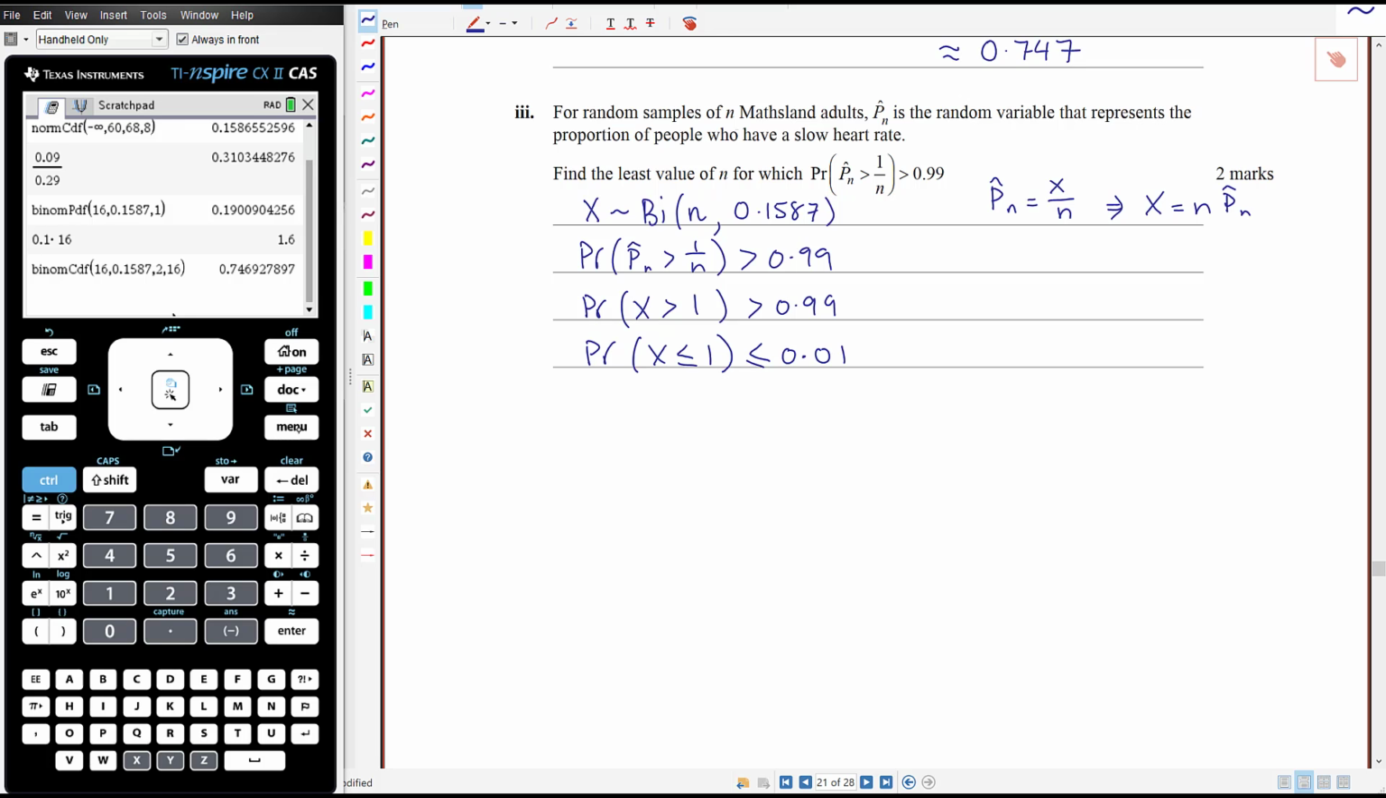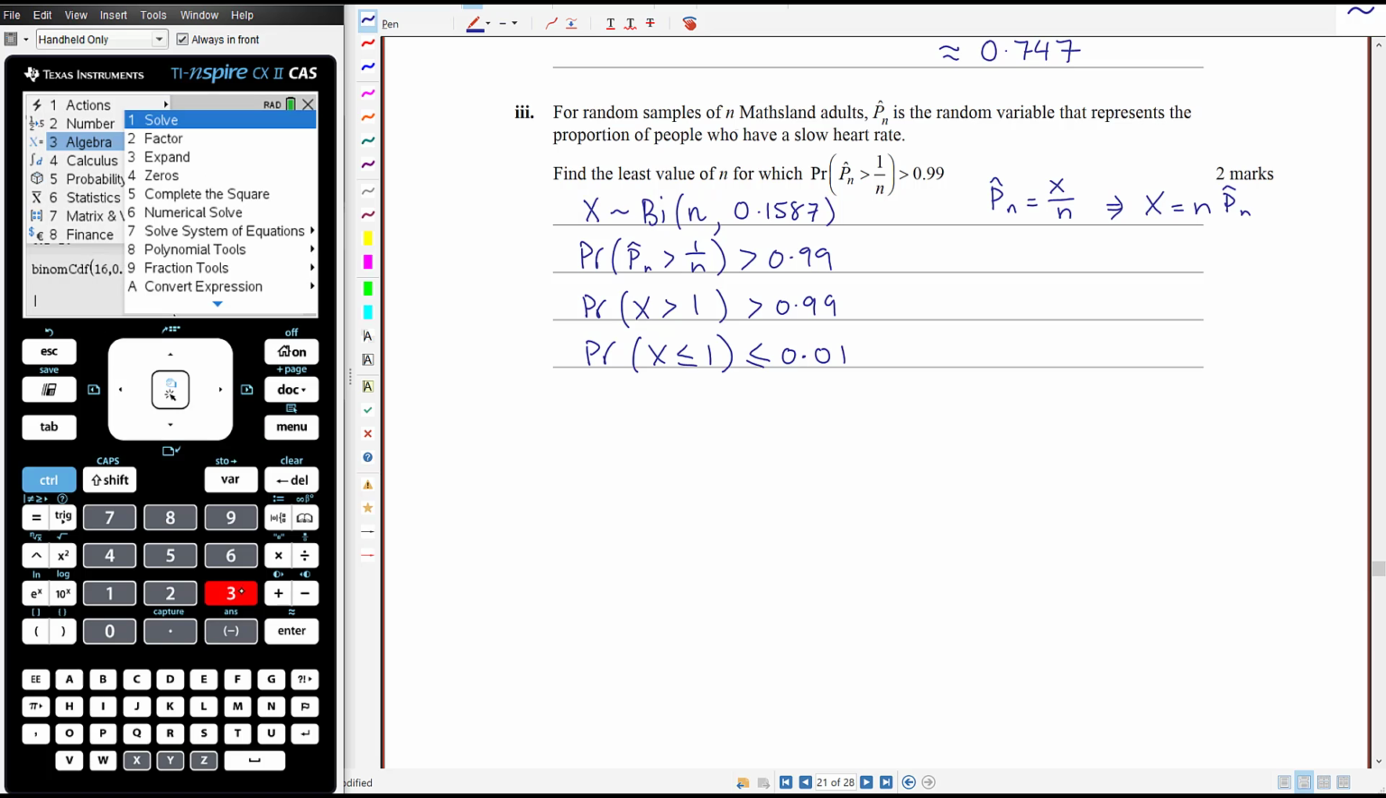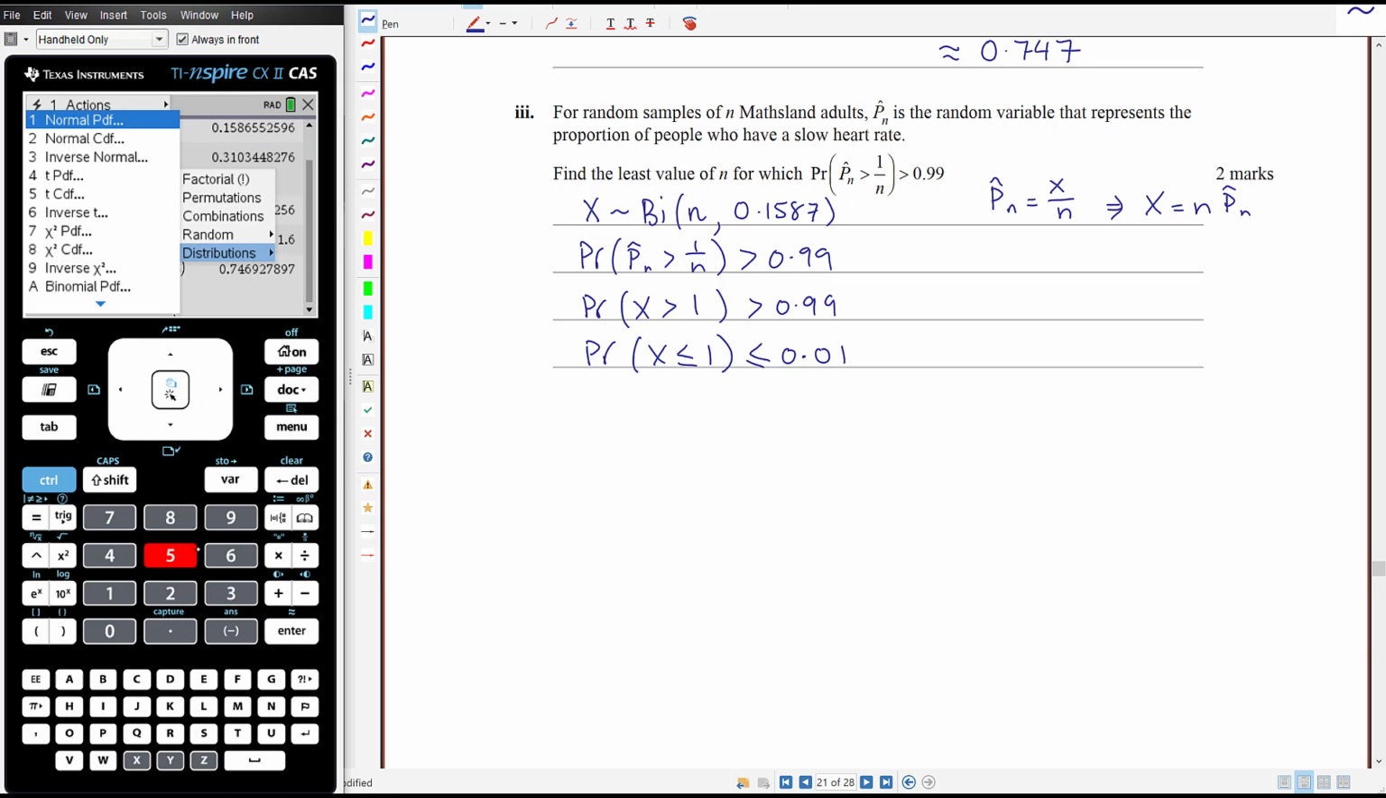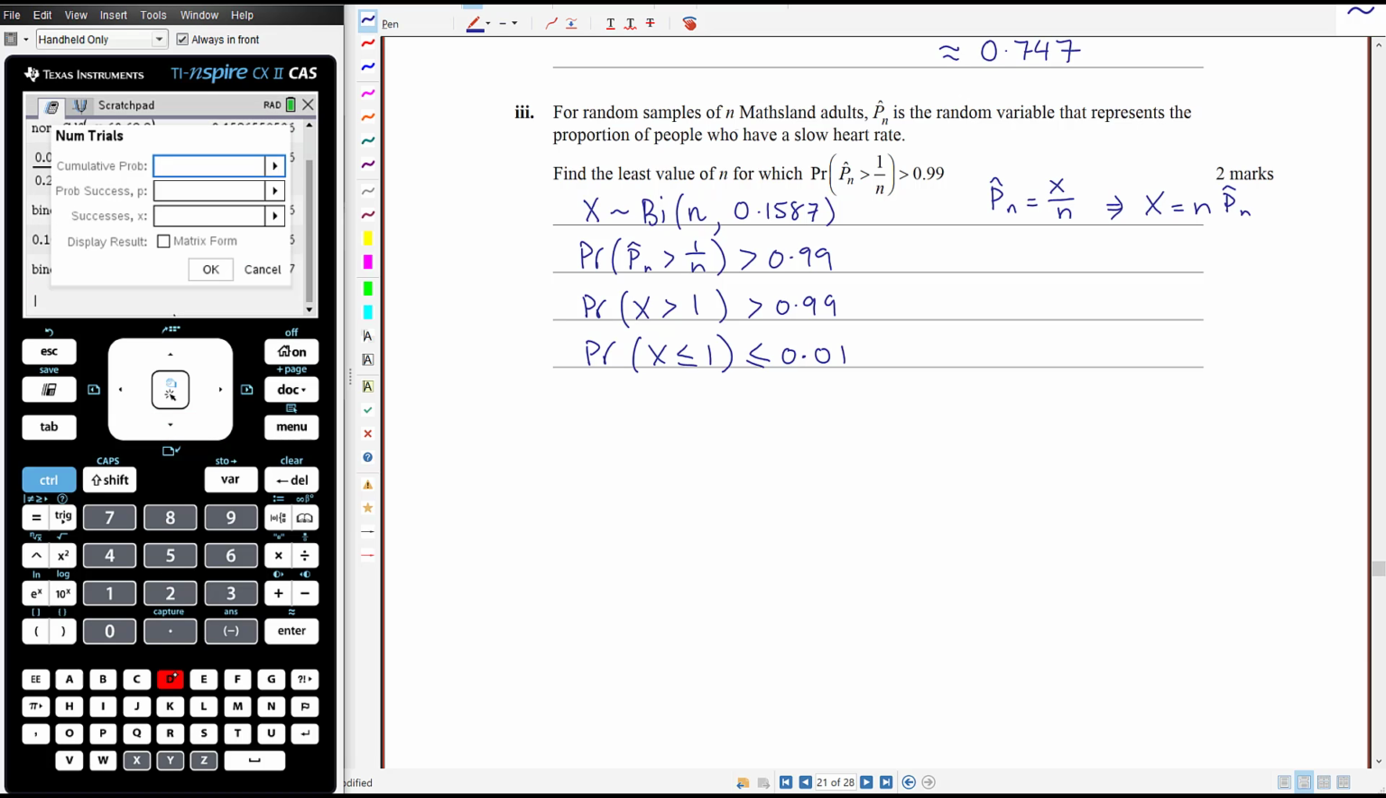So we want to use inverse binomial n, menu 5, 5, and I forget the letter reference, D. The cumulative probability is 0.01. The probability of success is 0.1587. The number of successes is this maximum X value here, which is 1.